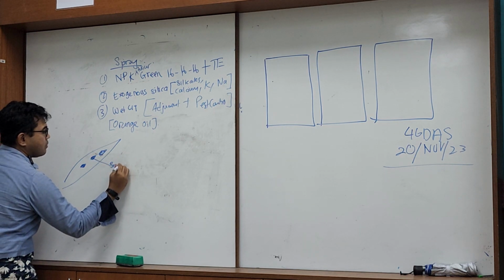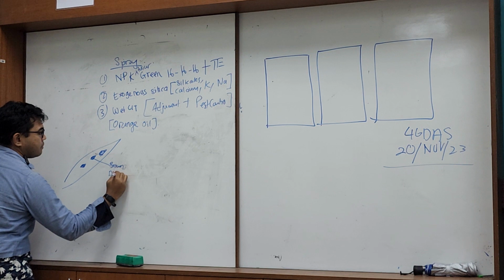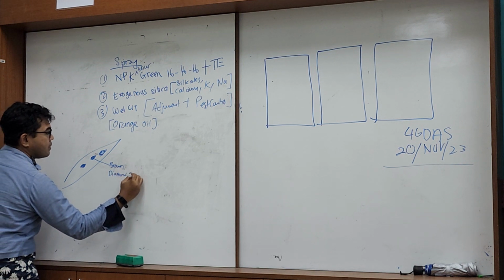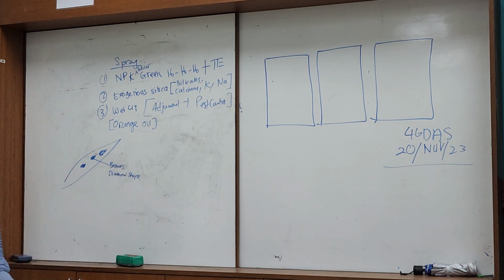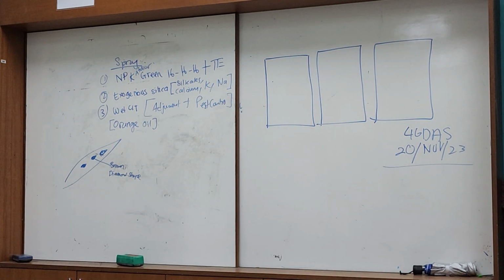Brown. Diamond shape. So, apa nama dia? Karat. Karah. Okay. Blast. Due to fungus. Kalau karah fungus. Apa lagi simptom yang ada?